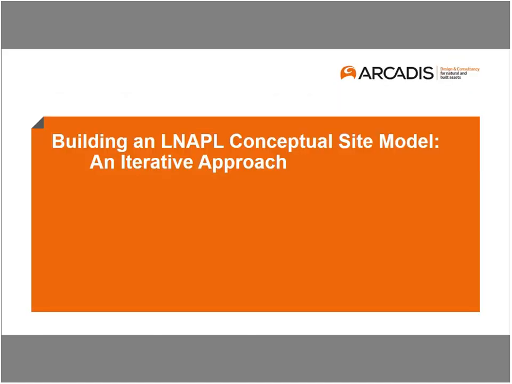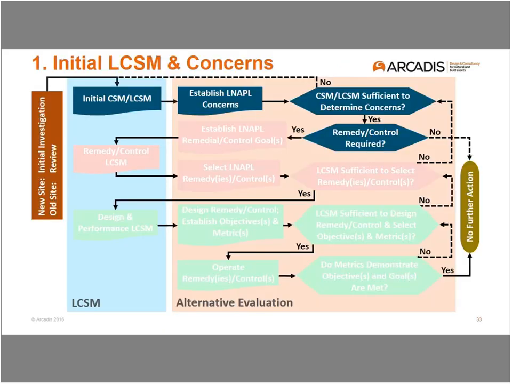So let's start in with building an LNAPL conceptual site model. We want to iterate through it. So we'll start with the initial LCSM and establishing what our concerns are. And then, like I said, when we establish our concerns, we want to look back. We want to say, was the LCSM sufficient to really determine that those were the concerns? And if it isn't, go back and improve your initial LCSM. If it is, then you can decide whether or not a remedy or a control is required.